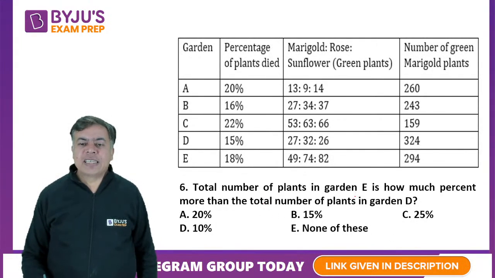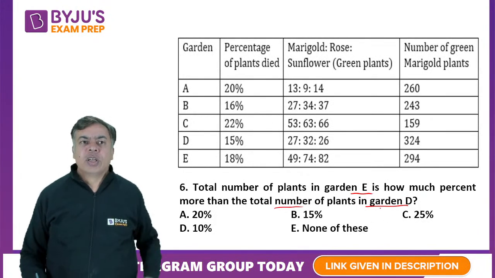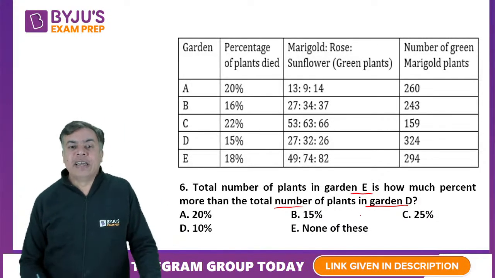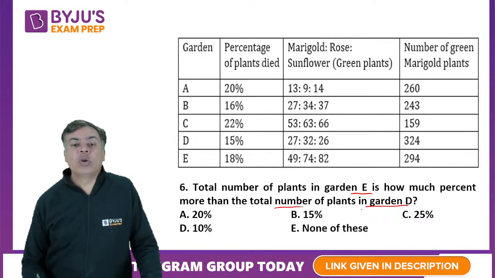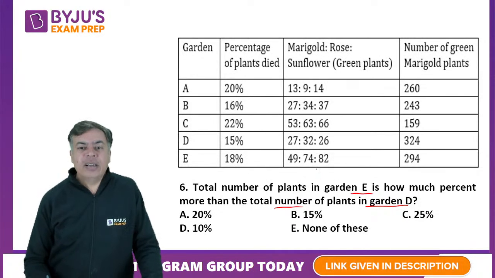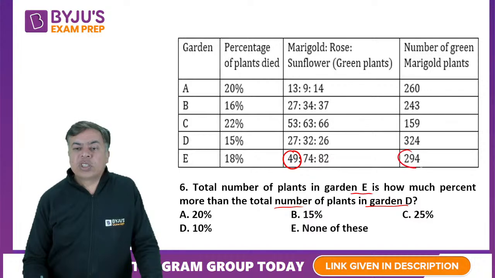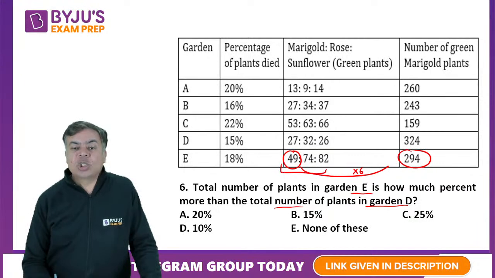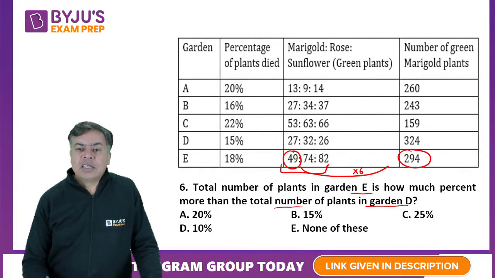Total number of plants in garden E is how much percent more than the total number of plants in garden D? You can calculate this very easily. How are you going to calculate the E and D totals? See, 49 into 6 is 294. That means this total is 82 plus 74. That will be 82 and 4, 86, 86 and 70, 156, 156 and 49, 205. So this total is 205 into 6.